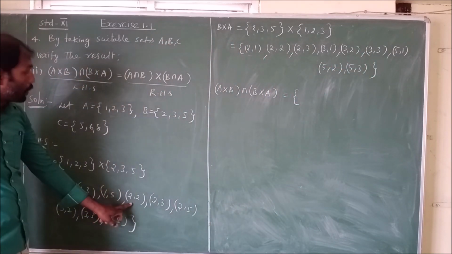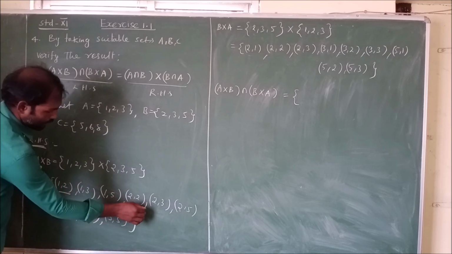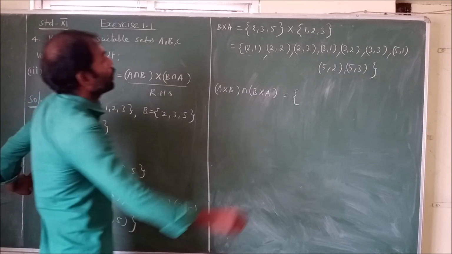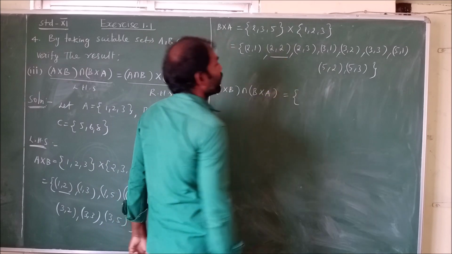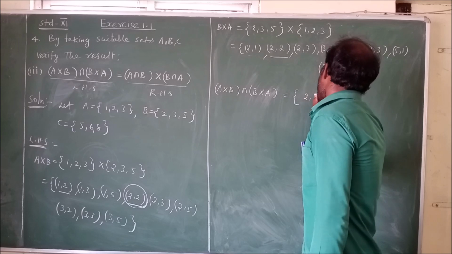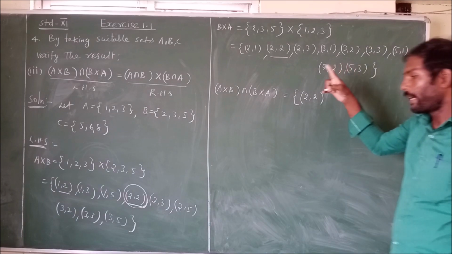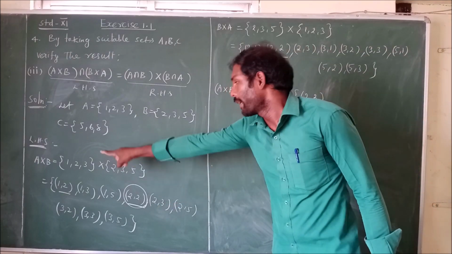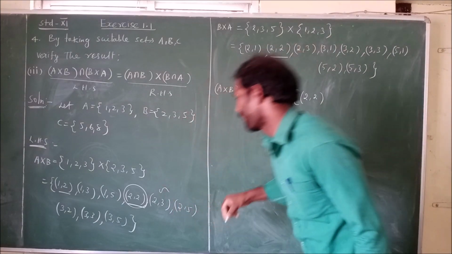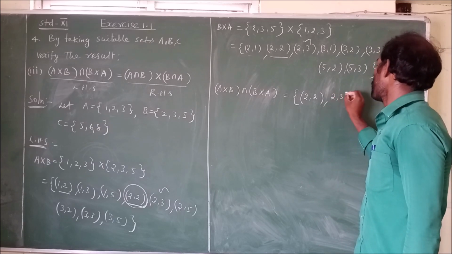Fourth one is (2, 2). It appears in A cross B, and also appears in B cross A. Therefore the first entry is (2, 2). Next, (2, 3) appears in A cross B and also in B cross A. So the second entry is (2, 3).